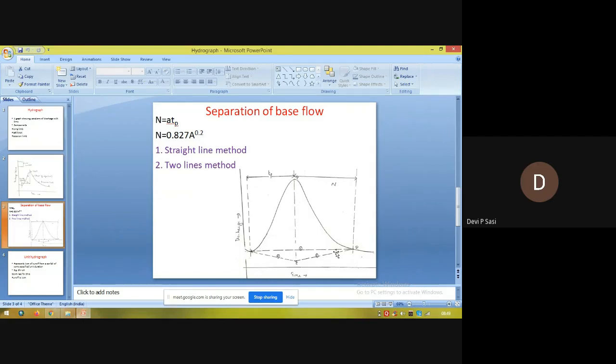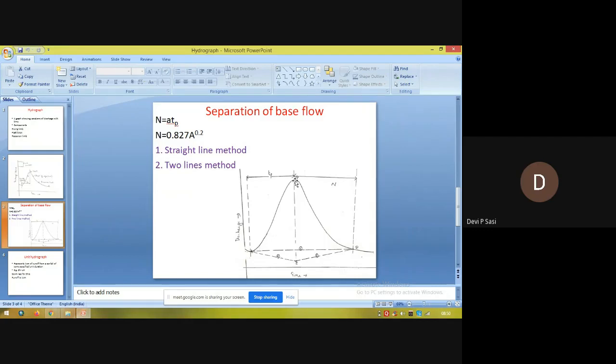Next is the two lines method. In case of the two lines method, the base flow curve is extended. That means from point A, we extend the line. We extend the base flow curve from point A.